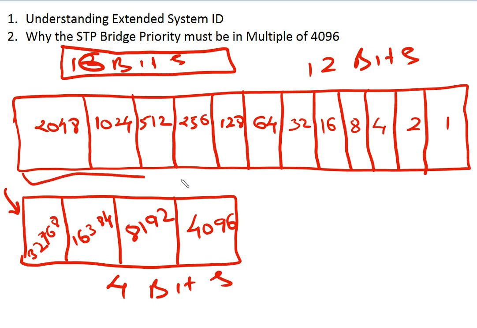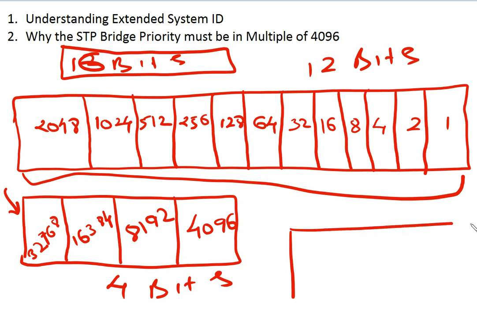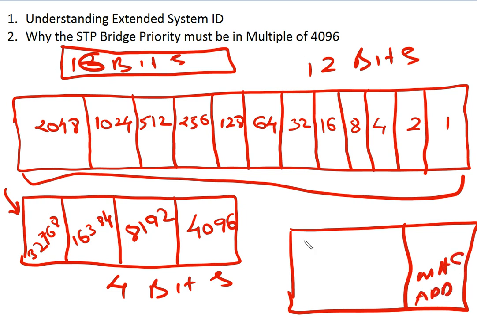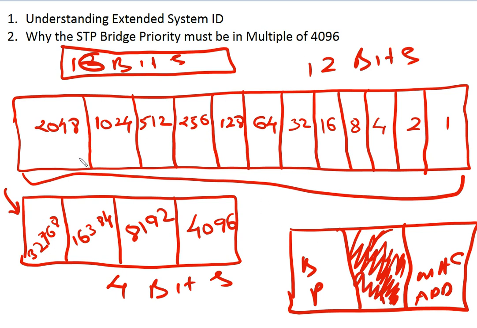To squeeze in the extended system ID between your complete ID, if this is your MAC address section and this is your bridge priority, this accommodation needs to go here. It will be squeezed in here. Hence the bridge priority is always in multiples of 4096, because it starts from here. Anything before this, like 2048, 1024, 512, this whole 12 bits needs to be accommodated by the extended system ID. Hence we always set our bridge priority in multiples of 4096.